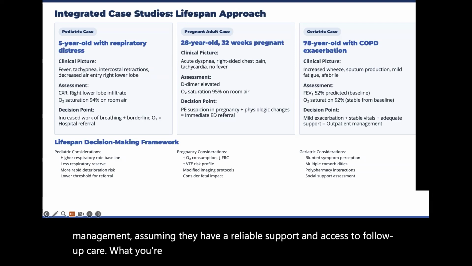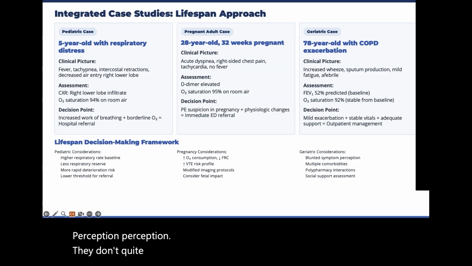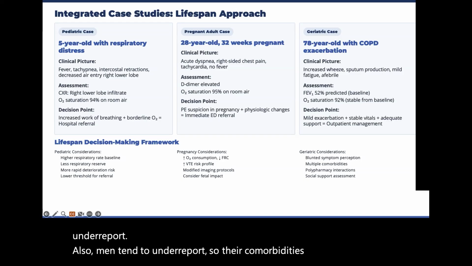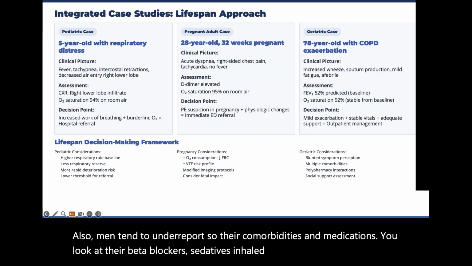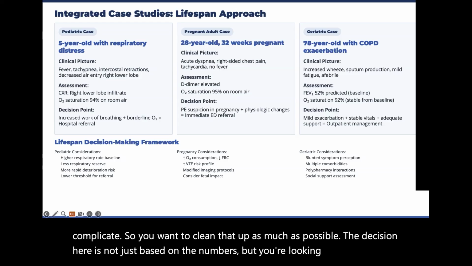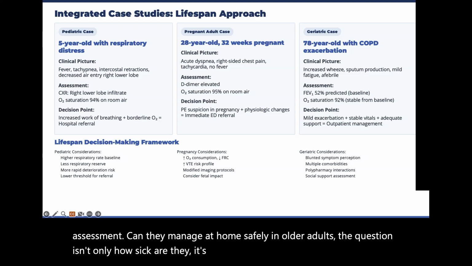What you're noting here is that in the elderly, you have to pay attention because they can have a blunted symptom perception. They don't quite understand how severe they are, meaning they tend to underreport. Also, men tend to underreport. So with their comorbidities and medications, you look at their beta blockers, sedatives, inhaled corticosteroids, all of that can complicate. So you want to clean that up as much as possible. The decision here is not just based on the numbers, but you're looking at a functional assessment. Can they manage at home safely? In older adults, the question isn't only how sick are they, it's how supported are they?